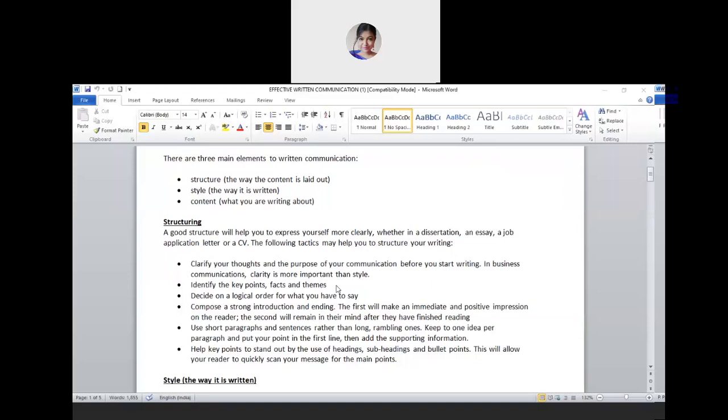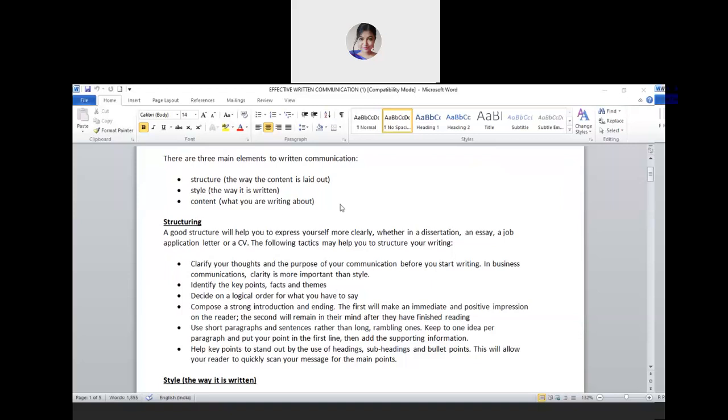The clarity of your thoughts and the purpose of your communication before you start writing will definitely help you to give a good structure to your writing. Then you need to identify the key points. Then you need to decide the order of writing. You have to be systematic so that the reader can understand the true purpose of the letter or the message.